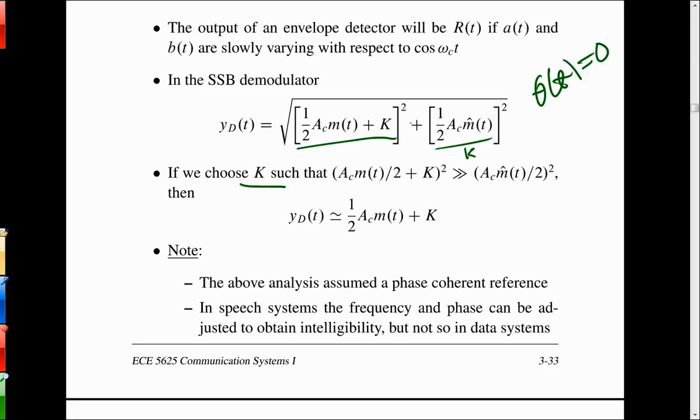So then what you're left with is this. Now granted, this is large, and the term that sits next to it is small, but it does pull it out. I mean, it pulls out those two terms, and the Hilbert transform term, m hat of t, goes away.